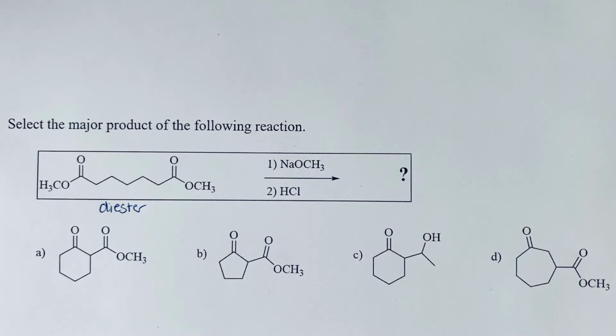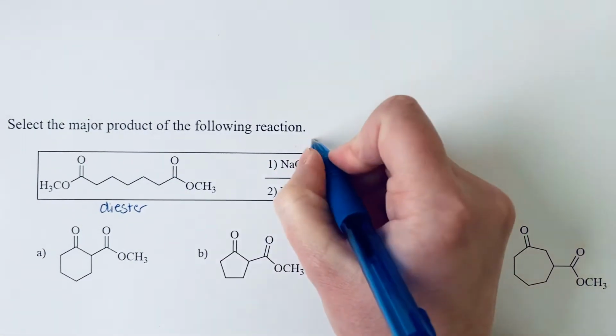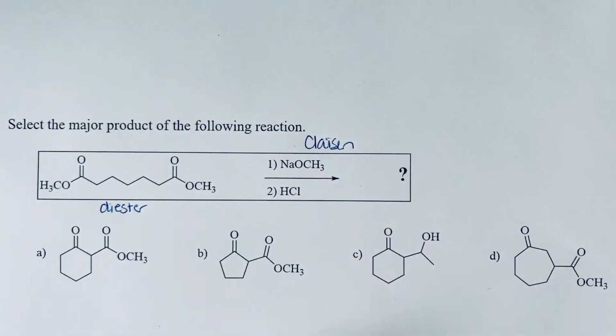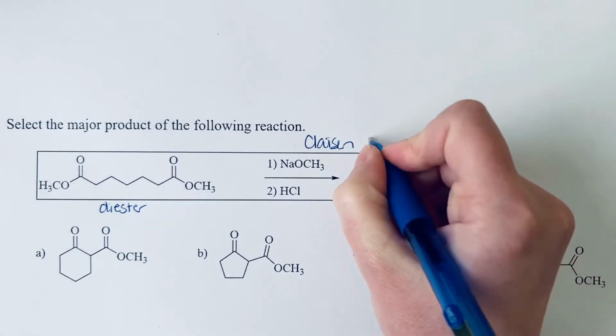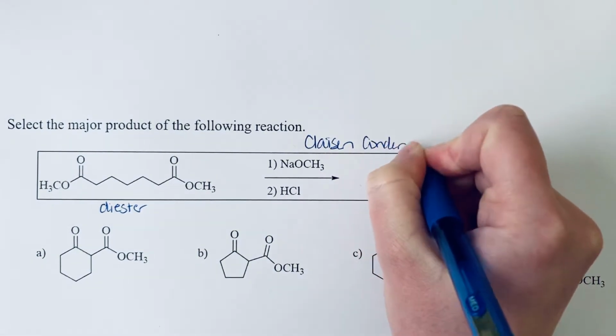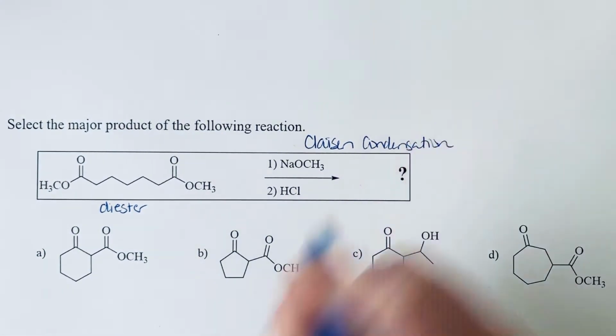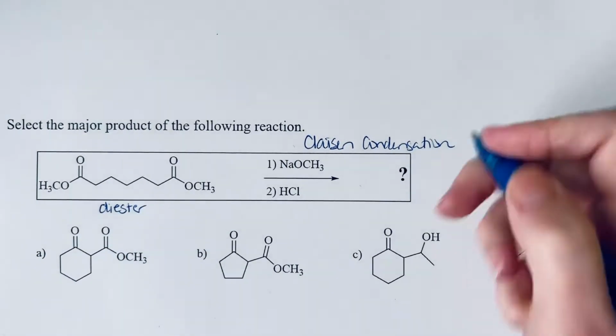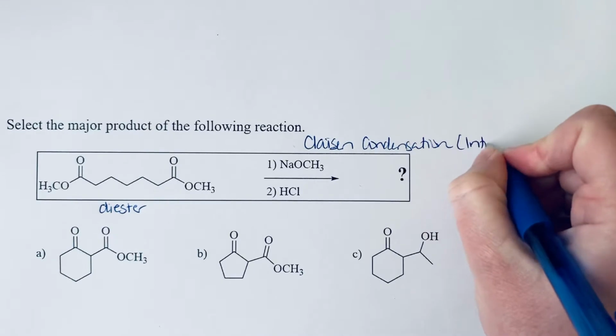So hopefully we can recognize that these are Claisen condensation conditions. So Claisen condensation being the condensation where you react together two esters. It's just the two esters that we have in this case happen to be attached to each other. So this is going to be an intramolecular reaction.